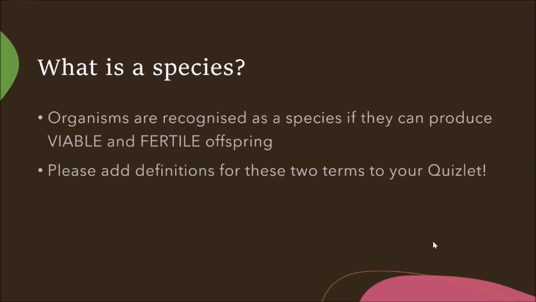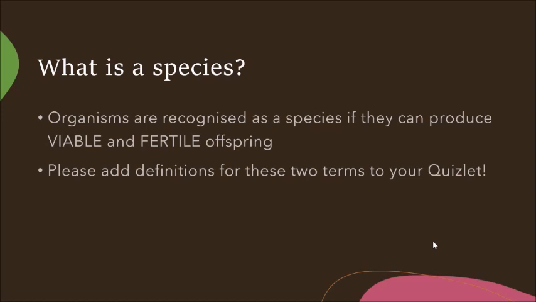So before we start, in terms of speciation, we should understand what a species actually is. For something to be defined as a unique species, it needs to be able to reproduce and ultimately make viable and fertile offspring. So you need to be able to define viable and fertile.